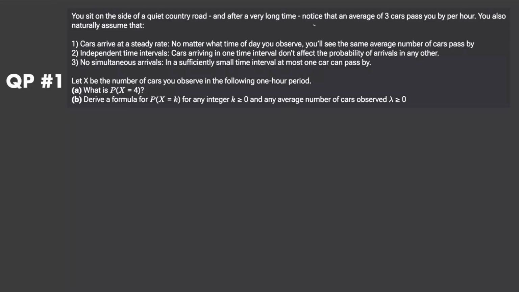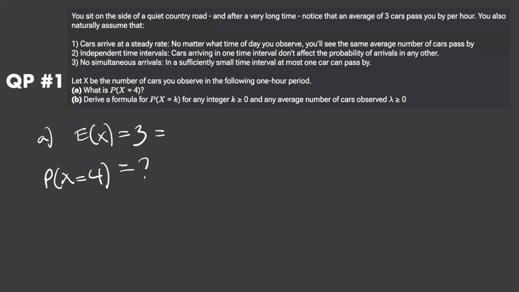Okay, so in part A, we're given that an average of 3 cars passes by per hour. Okay, so the expected value of x, the number of cars that pass us by in a given hour, is going to be equal to 3. And somehow from this information, we're going to have to reverse engineer the probability that exactly 4 cars pass us by within the next hour, right? So what is this equal to?